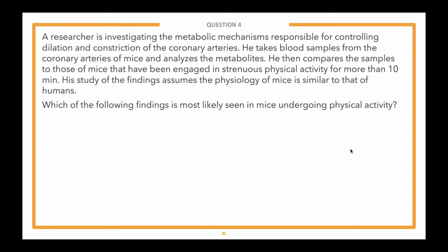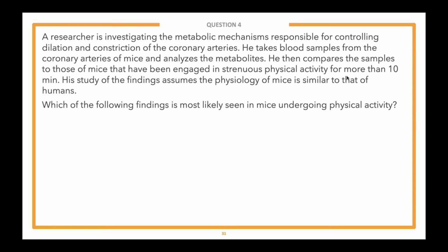All right, I see the responses starting to come in. Let's take a look at that vignette. A researcher is investigating the metabolic mechanisms responsible for controlling dilation and constriction of the coronary arteries. He takes blood samples from the coronary arteries of mice and analyzes the metabolites. He then compares the samples to those of mice that have been engaged in strenuous physical activity for more than 10 minutes. His study of the findings assumes the physiology of mice is similar to that of humans. Which of the following findings is most likely seen in mice undergoing physical activity?